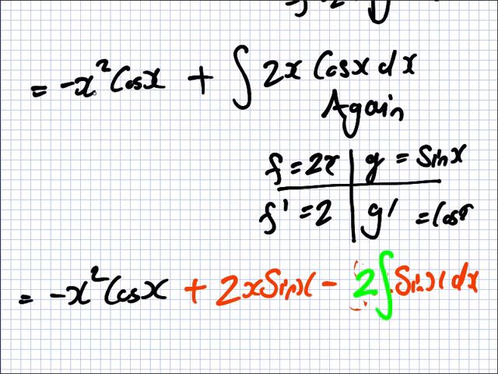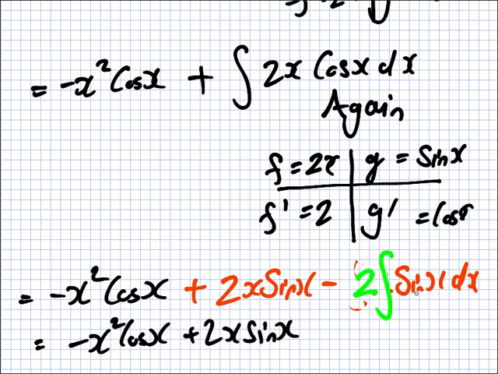Right, so now we can solve. Minus x squared cos x plus 2x sine x. Integrating sine is minus cos. Minus minus plus 2 cos x plus the c.